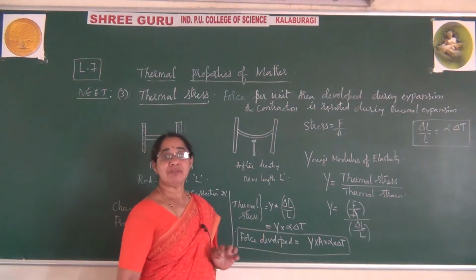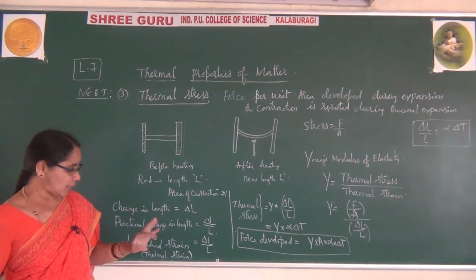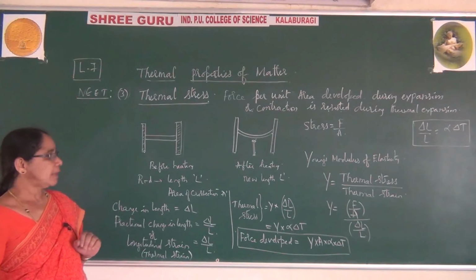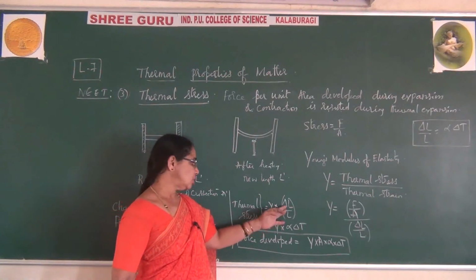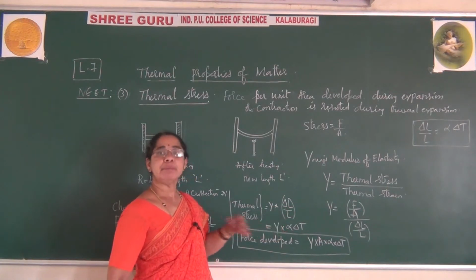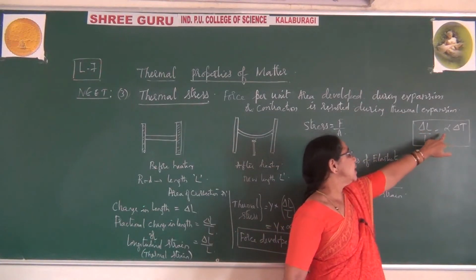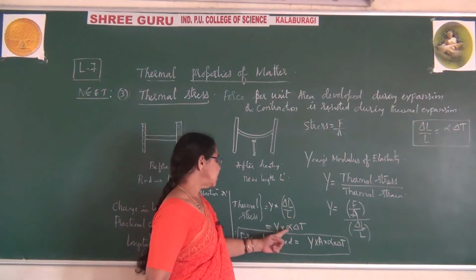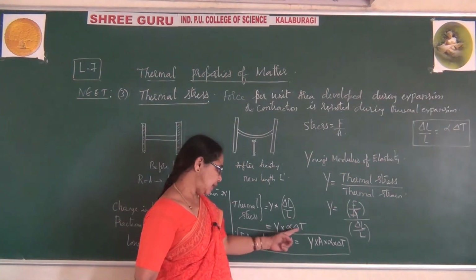So you can observe the force developed during thermal stress is Y A into alpha into delta T. Okay. So please observe, we have two formulas for thermal stress. Suppose the problems are given based on fractional change in length, then you can use Y into delta L by L. If they say with respect to change in temperature, at that time delta L by L is none other than alpha into delta T. You can take delta L by L as alpha into delta T. So you have one more formula, Y alpha delta T.